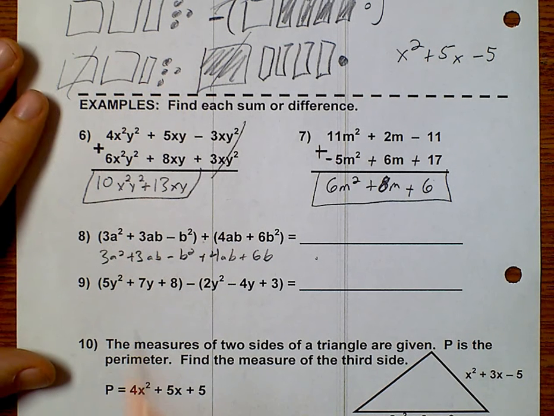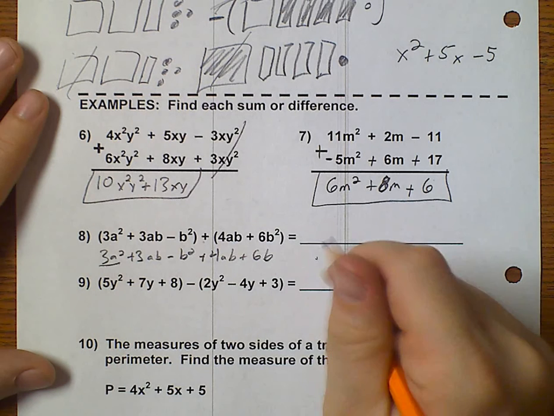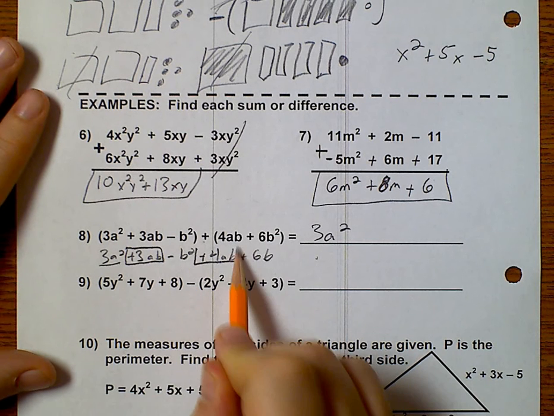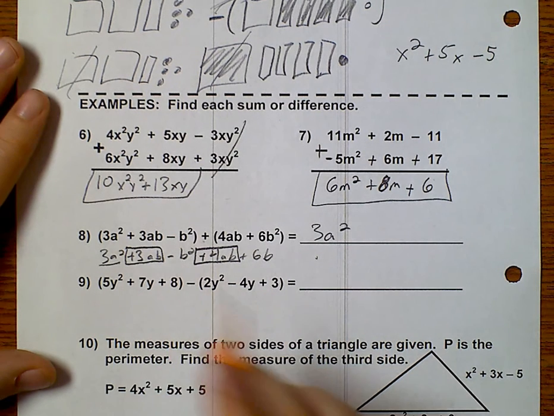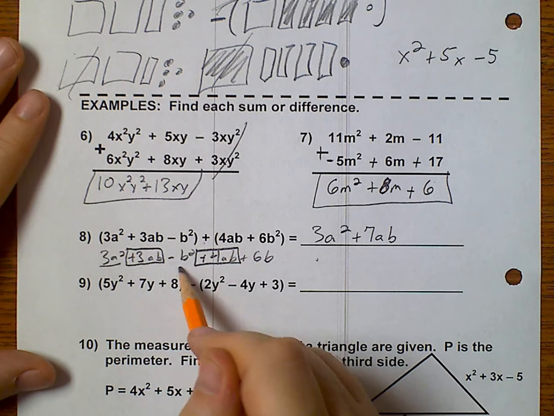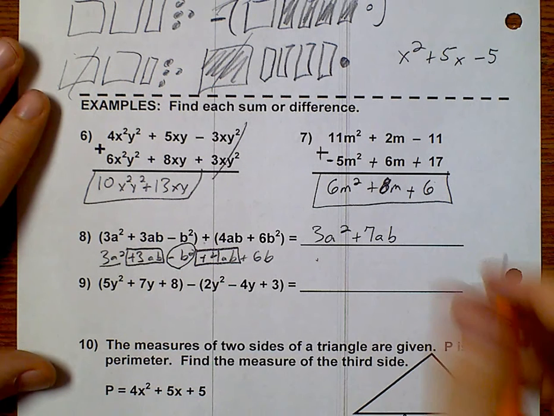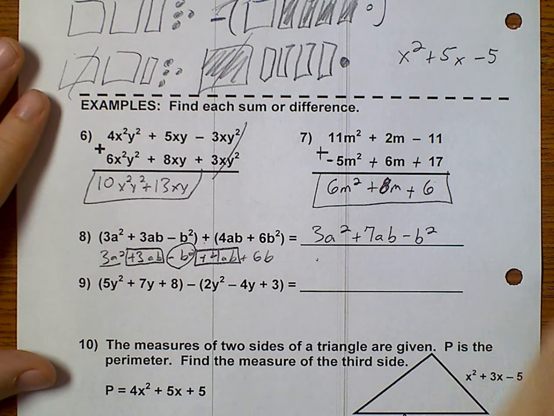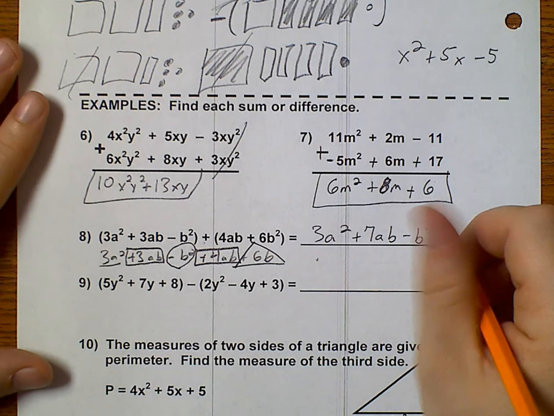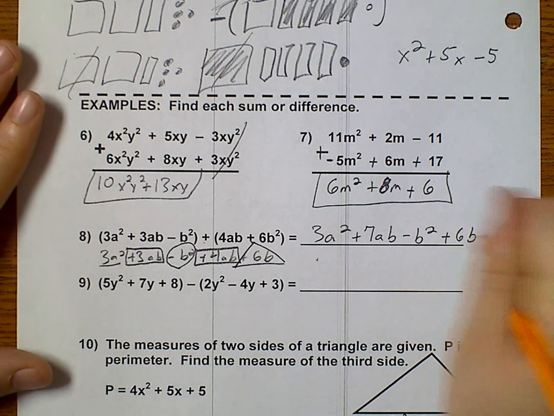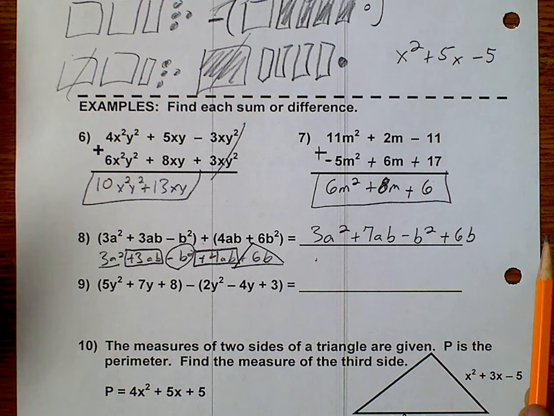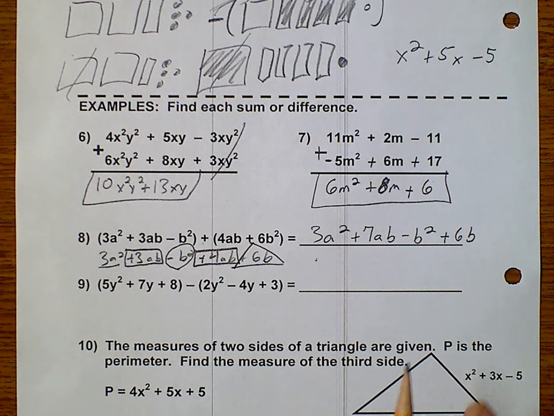Okay. Well, 3a squared is the only a squared I have. Plus 3ab plus 4ab. Well, 3 plus 4 is 7ab. Well, that's the only b squared I have, so minus b squared. And that's the only 6b. That's the only b I have, so plus 6b. Now these can be rearranged in any order, but as long as the terms are correct with the correct signs in front of them, then it is also correct.